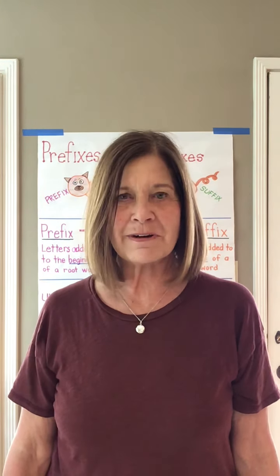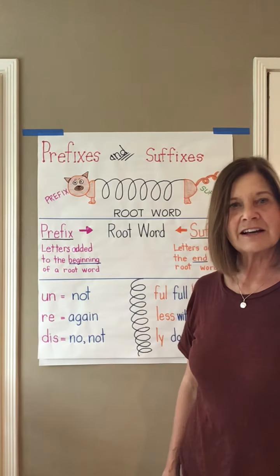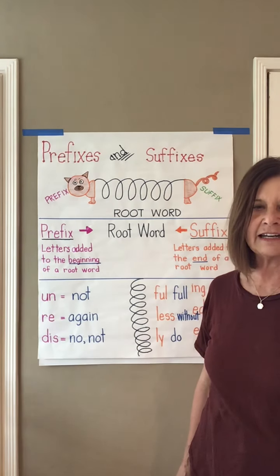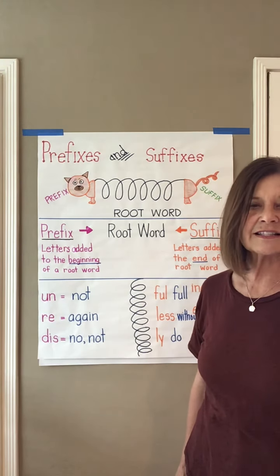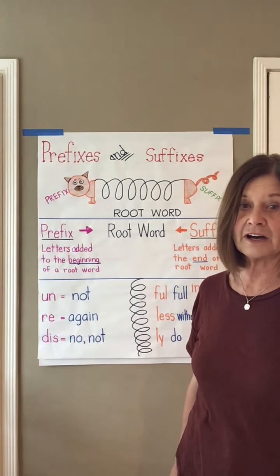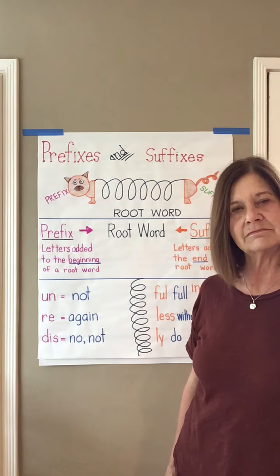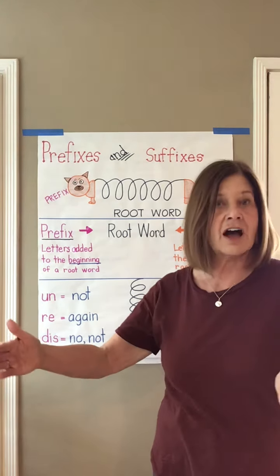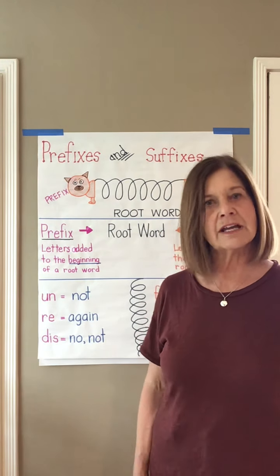On the chart behind me, you can see it's an organization of prefixes and affixes. It tells you a prefix is letters added to the beginning of a real word. It's like the dog's head. A suffix is letters that would be added to the end of a root word or base word. It would be like the dog's tail. And the whole middle part of the dog are the words that you already know, like happy, like tie.